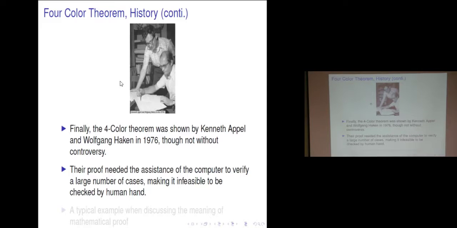Especially in 1976, the computer power was not very strong, so it was just brute force. They divided the graph into what they call critical cases. If you can color all the critical cases, then you can show the theorem. But it turns out there are about 2,000 critical cases, and if you use a pen to study the cases, it takes forever. So they used a computer to verify them. It's 1,000-something, less than 2,000.